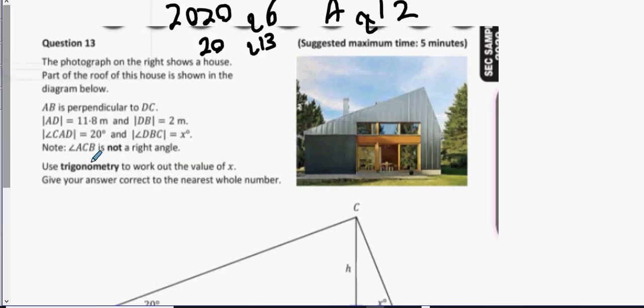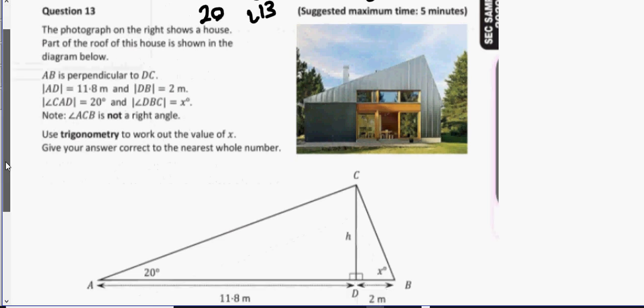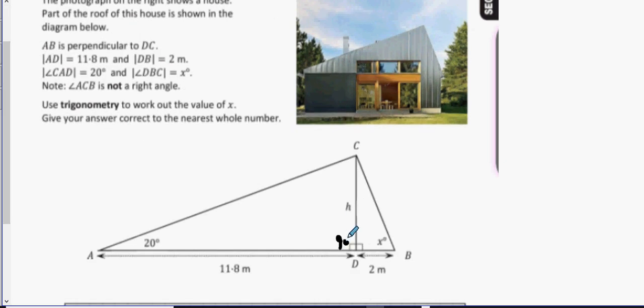Now, AB is perpendicular to DC, means 90 degrees. And it puts in all our measurements that we need. This is not a right angle, so that's not 90 degrees. It specifically states it's not 90 degrees. We want to work out the value of x.